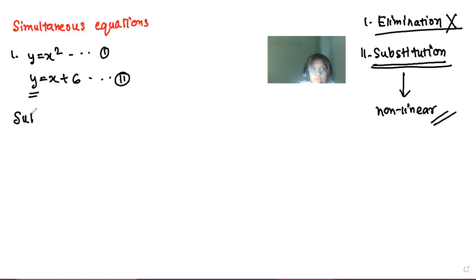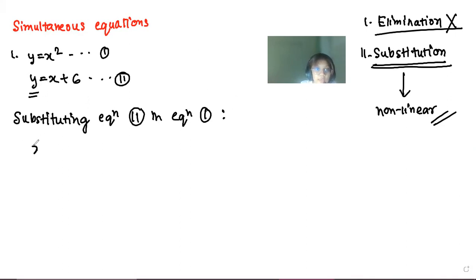So basically, we are substituting equation 2 in equation 1. So x plus 6, which is the second equation, is equal to x squared. Either we can write it like this, or what we can do is we can write y is equal to, all right, let's ignore it because that's a more lengthier process. So let's go with this.